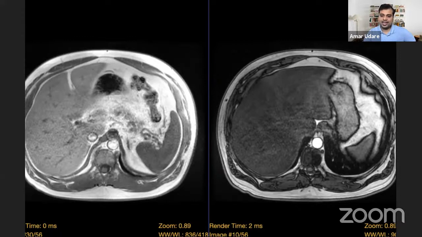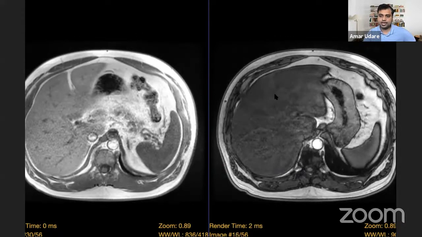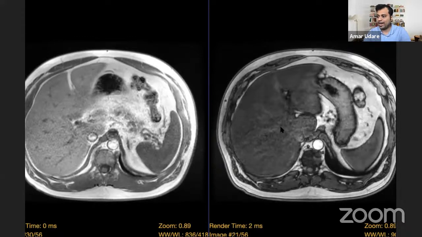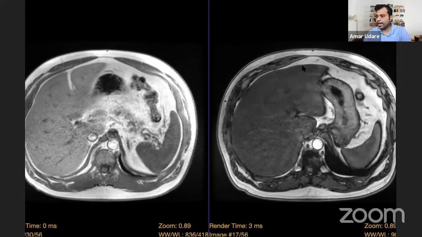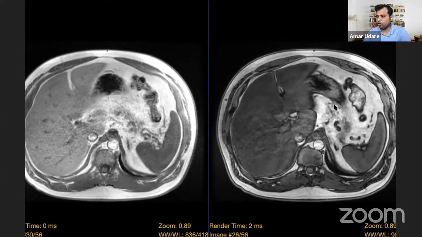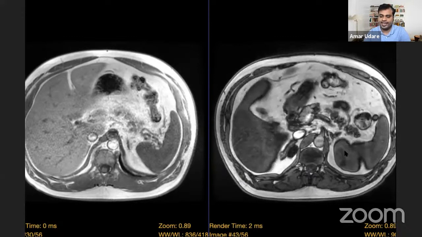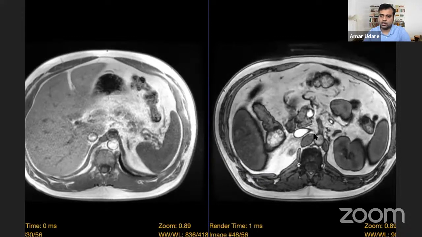Ivan has rightly pointed out the cause for why we are calling the right-sided image an out-of-phase or opposed-phase image. The one on the left is an in-phase image, and the one on the right is the opposed-phase or out-of-phase image. You see this artifact at the fat and water interface, or fat and organ interface. That is known as the India ink artifact. That is characteristic of opposed-phase images. So this is in phase, this is opposed phase.